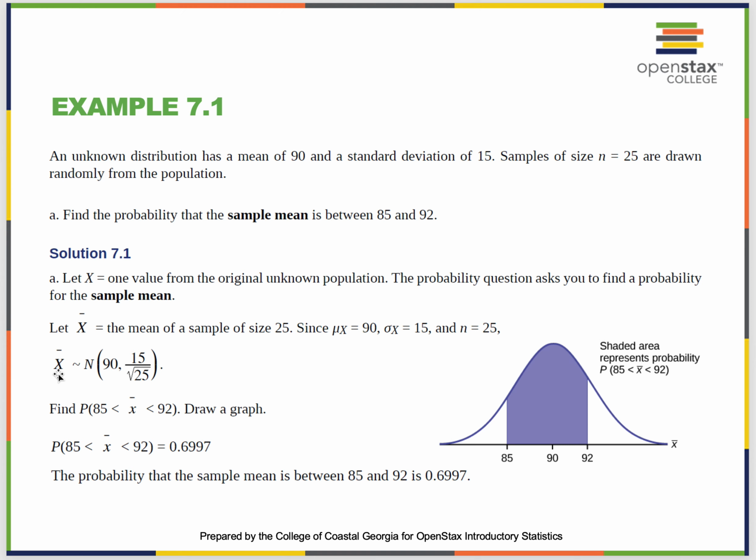The x bar, the average on a sample size of 25, is going to have a normal distribution with 90 as the mean and 15 divided by the square root of 25. 15 divided by the square root of 25 is what? Is 5. So you draw a graph. The graph looks like this. We want the in-between. So what's that probability? 0.6995. Can we verify that? Sure we can.